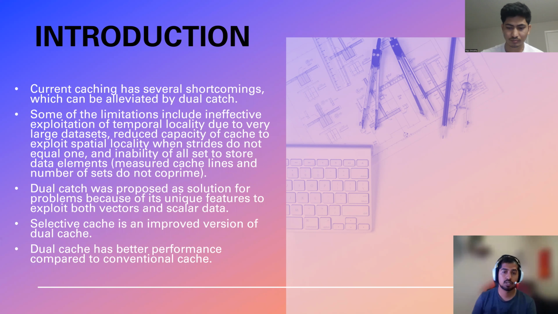Current caching, that is the conventional caching, has several shortcomings and limitations, which can be alleviated by dual cache, as dual cache can be more efficient by optimizing the temporal and spatial locality functions. However, there are certain limitations to this, like when there is a large data set and reduced capacity of spatial locality, which can have inconsistent strides that are not equal to 1. And also sometimes the measured cache lines and total number of sets are not co-prime with each other.